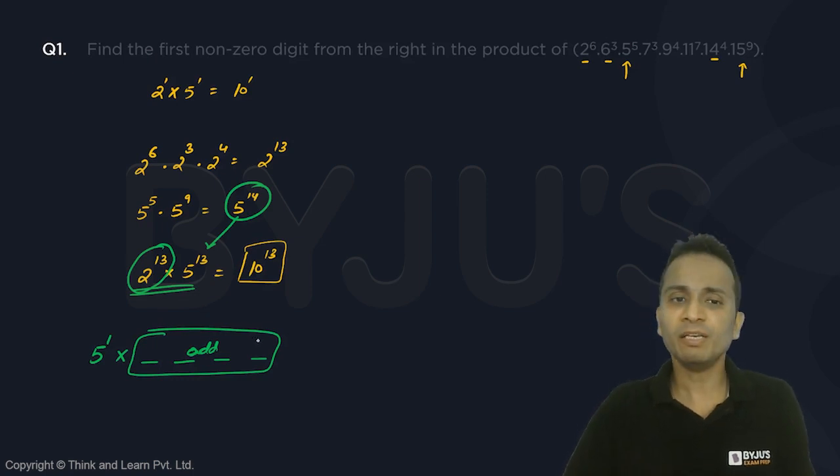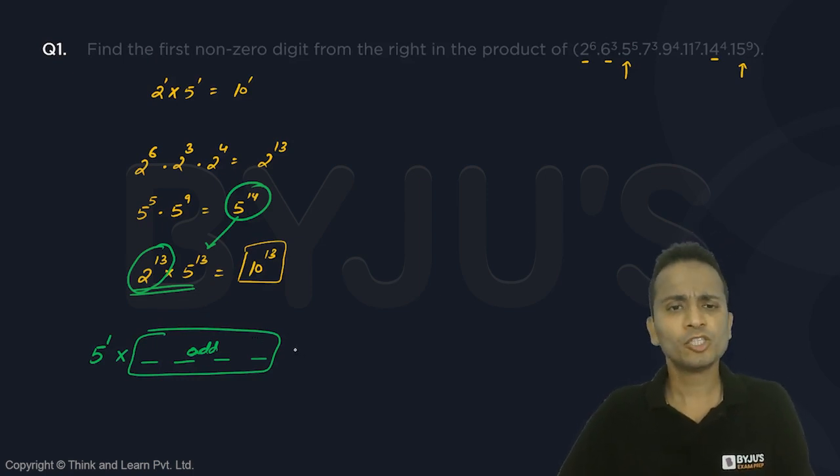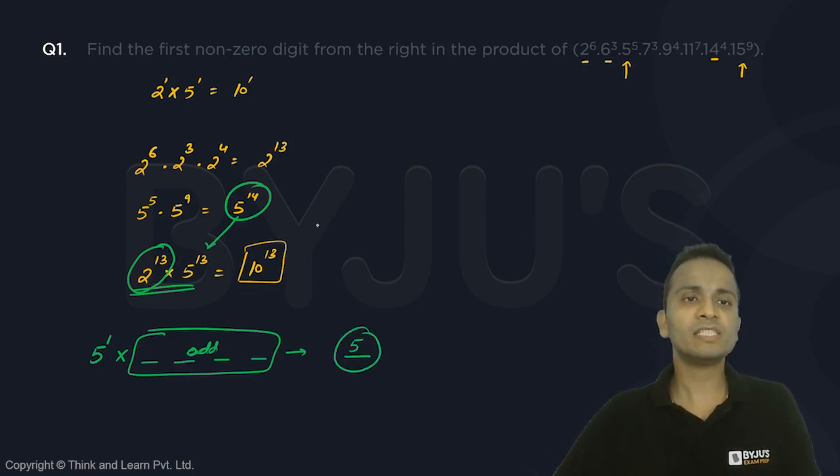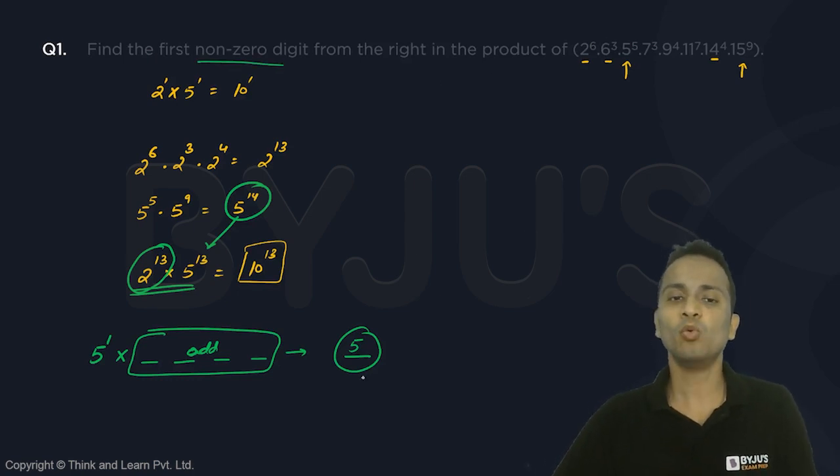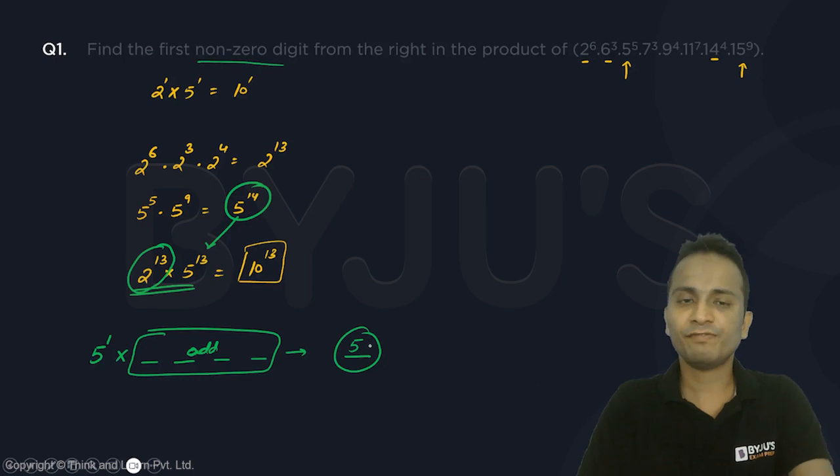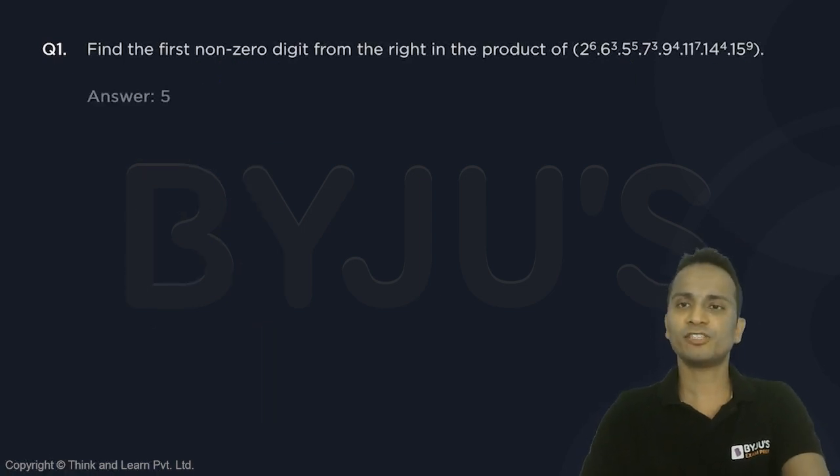So I'm not left with any power of 2. Right? So whatever this number is, it will be 5 multiplied by an odd number. So an odd multiple of 5. An odd multiple of 5 will definitely end with 5. So we can say that the first non-zero digit from the right hand side in this product will be equal to 5, and 5 will be the final answer for this question.